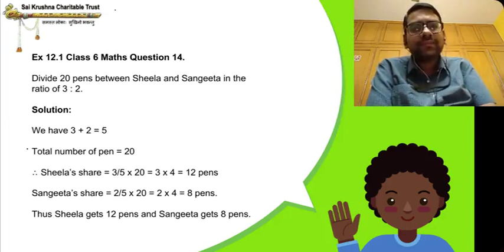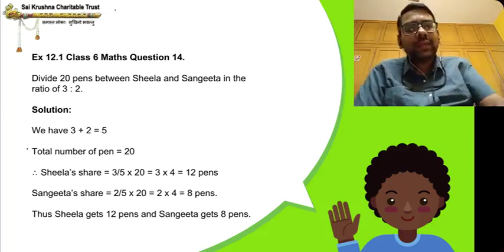So what will we get? 5 ones are 5, 5 fours are 20. So 3 into 4, 3 into 4 is 12 pence. Sangeeta's share is 2 by the total, 5, into 20. So 5 ones are 5, 5 fours are 20. 2 into 4 will give 8 pence. So Sheila gets 12 pence. Sangeeta gets 8 pence.